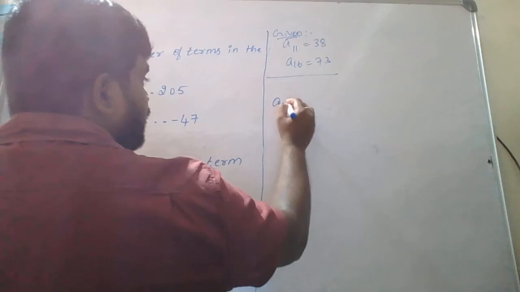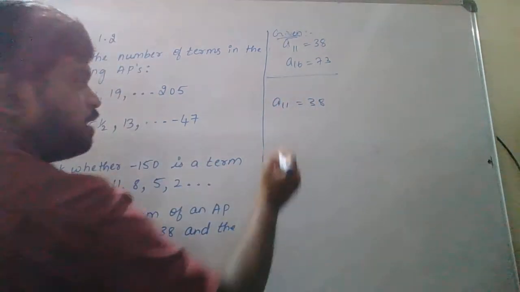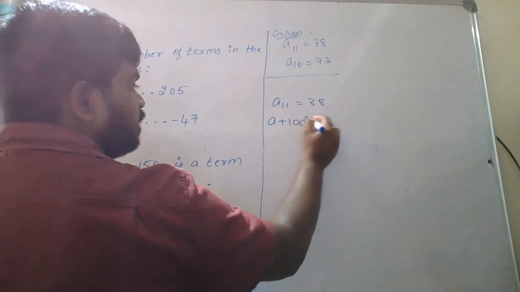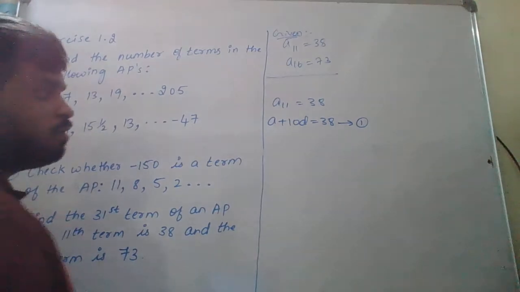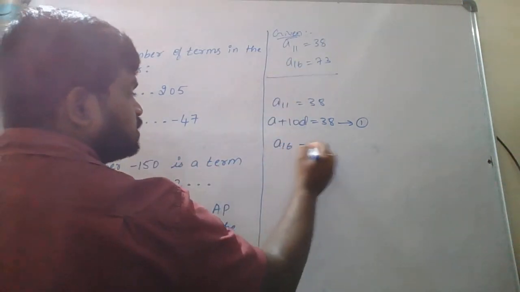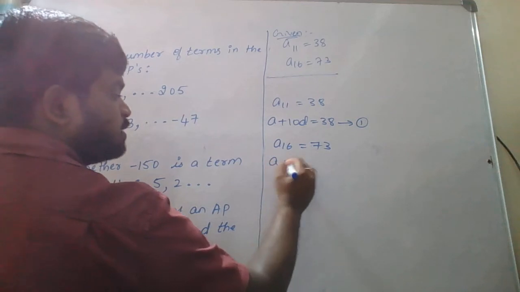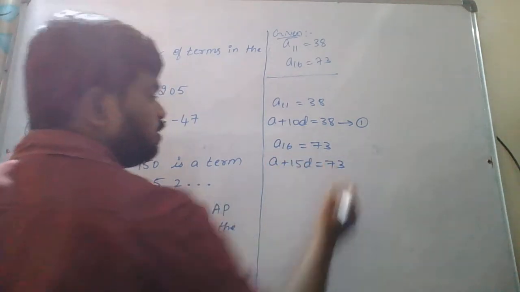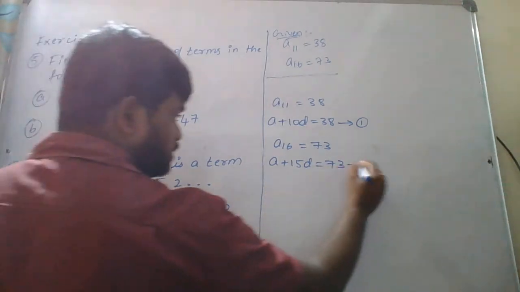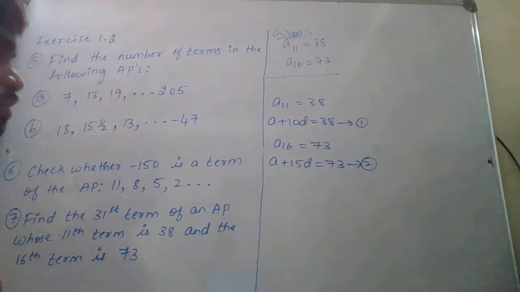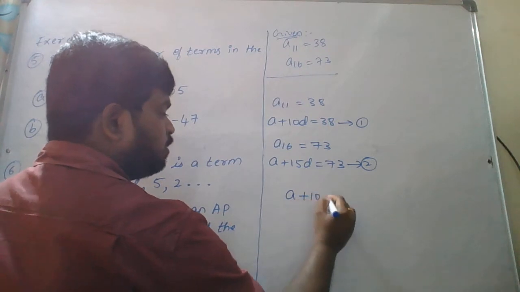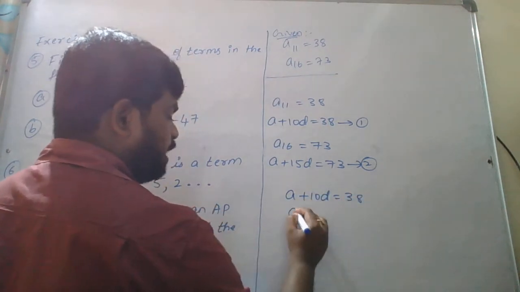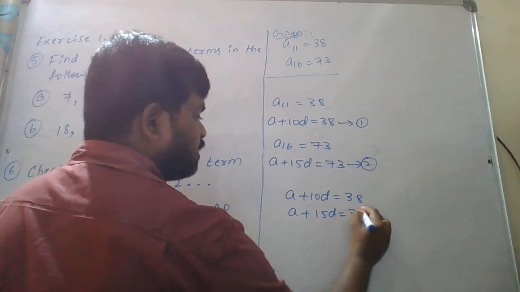So the 11th term, A11, is 38. The 11th term can be written as A plus 10D equal to 38. Equation 1. Let's take the 16th term, which is 73. That can be written as A plus 15D equals 73. This is the second equation. You got your first equation, you got your second equation. Now let's solve it by the elimination method. A plus 10D equals 38. A plus 15D equals 73.